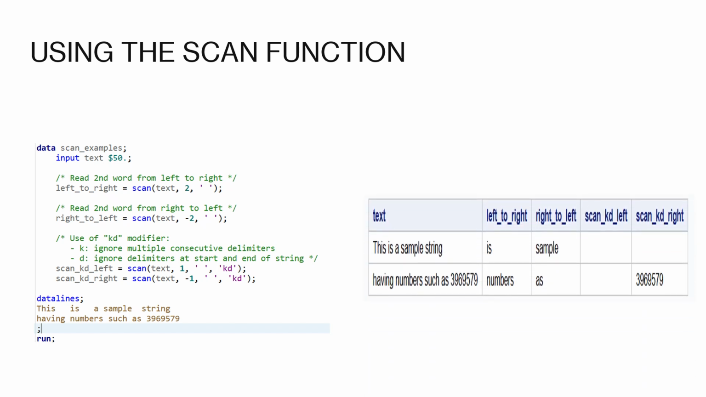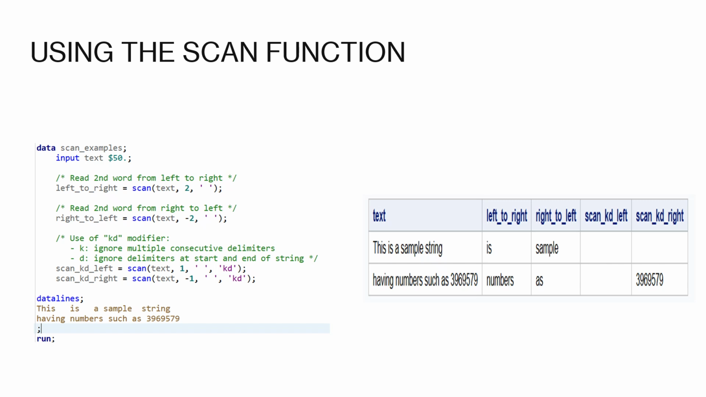Next, we demonstrate how to read from right to left by using a negative index. So the code is slightly different from the earlier one, and here the value which we are passing is a negative value. So in this code, it will return the second word from the end of the string.